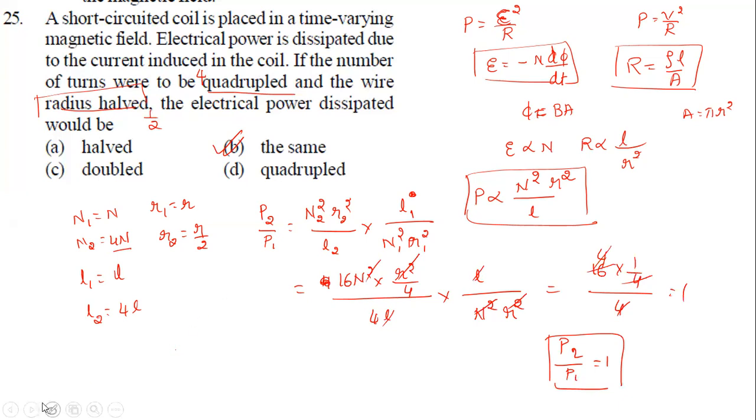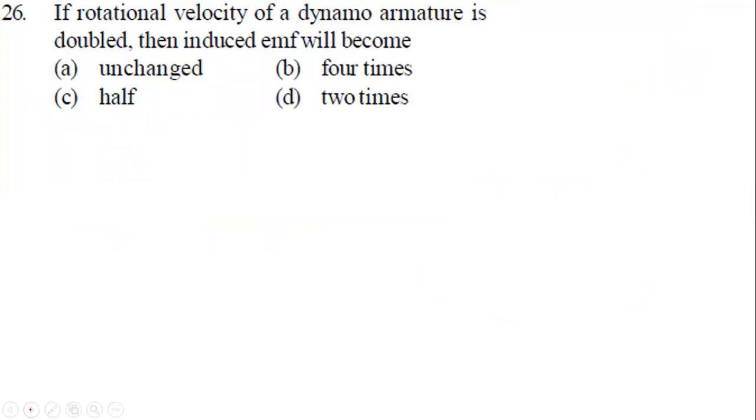It's clear? Yes. Look at the next question now, 26th question. The rotational velocity of a dynamo armature is doubled. Dynamo armature means an AC generator coil, and that's what. The induced EMF is what now? So now, what is the formula for induced EMF in an AC generator? E naught sine omega t, where E naught is the maximum or peak value, given by N B A omega. So if I insert the value, it will become N B A omega sine omega t.